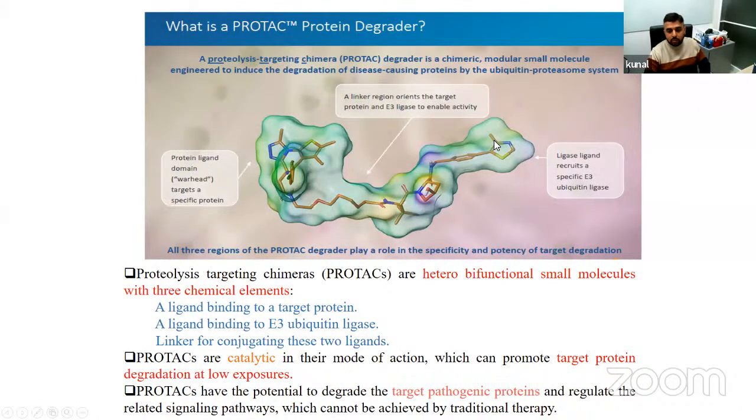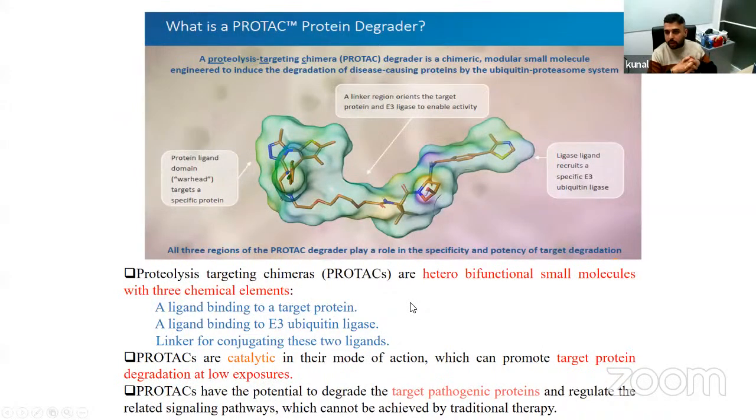But the best thing is, if someone is looking to capitalize on this concept, they don't need to start from scratch. The PROTAC model, proteolysis targeted chimeras, are heterobifunctional small molecules with three chemical elements: a ligand to a target protein, a ligand to E3 ubiquitin ligase, and a linker conjugating these two ligands. We have a library of inhibitors for every protein. Every journal, even the industry's synthetic banks, is flooded with so many inhibitors. Using those inhibitors, we can create degraders. This is the best part.